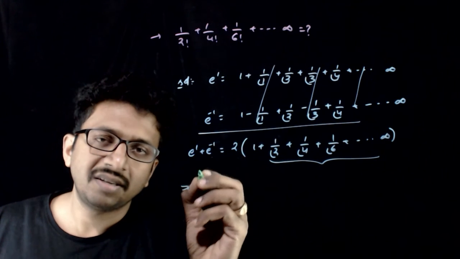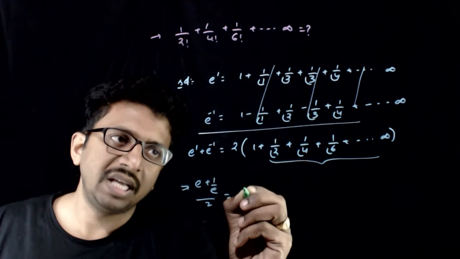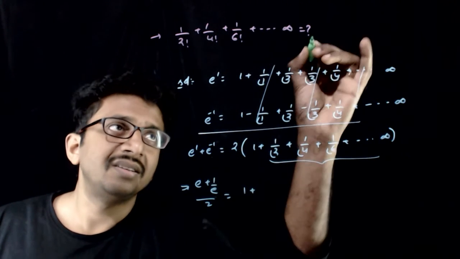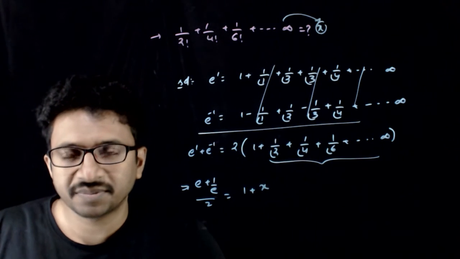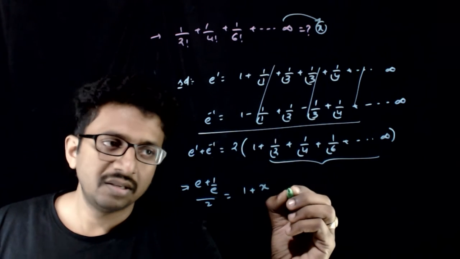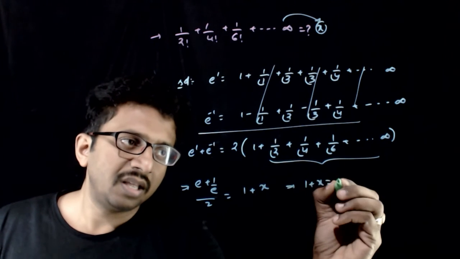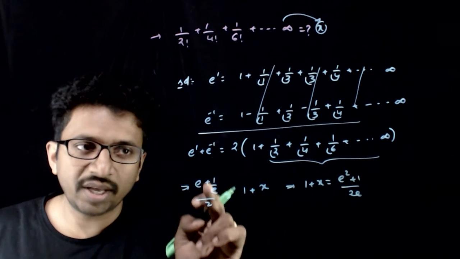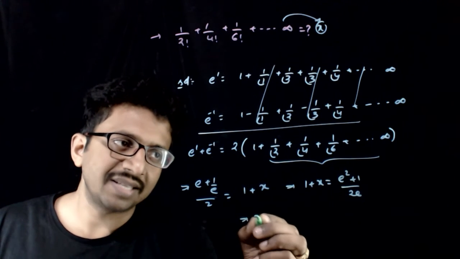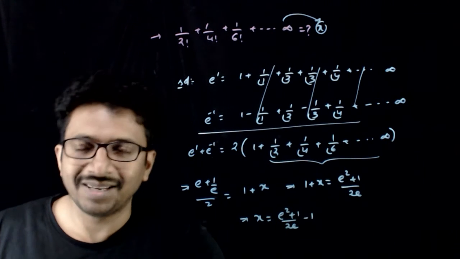This implies e plus 1 by e by 2 is equal to 1 plus, so if I say this is equal to x, I have 1 plus x. So this implies 1 plus x is equal to e square plus 1 by 2e. This implies x is equal to e square plus 1 by 2e minus 1.